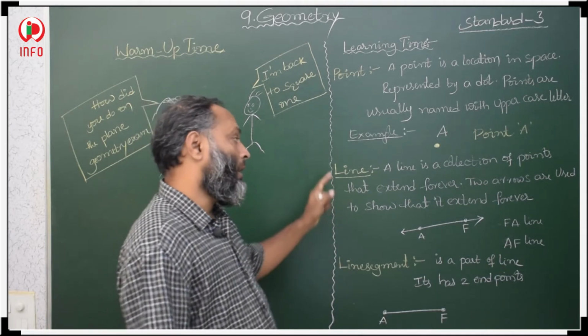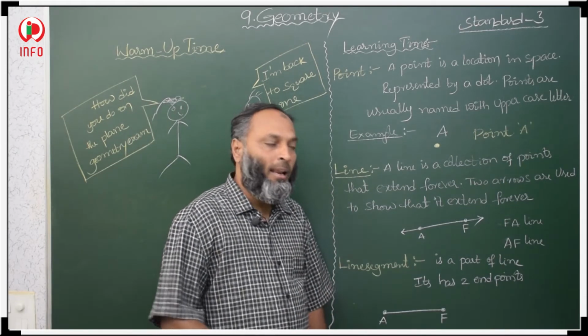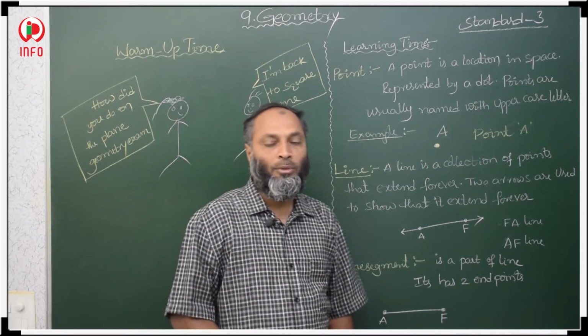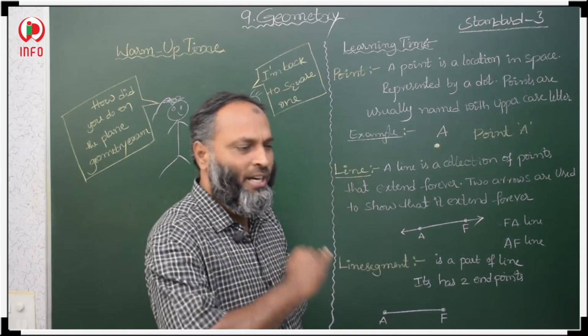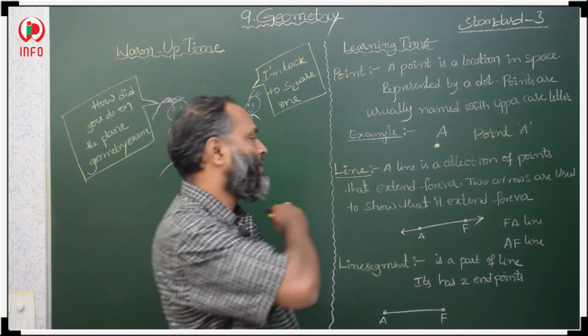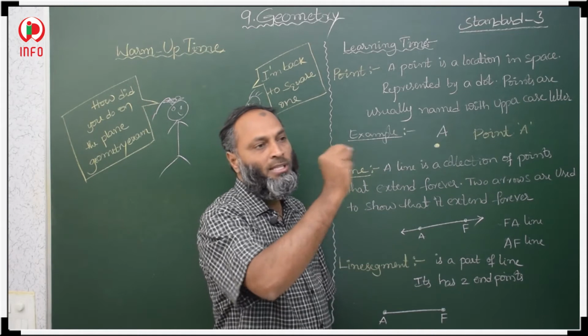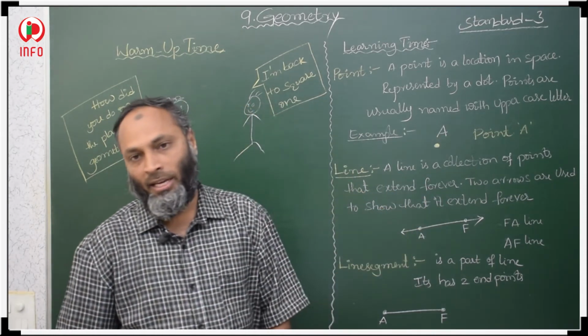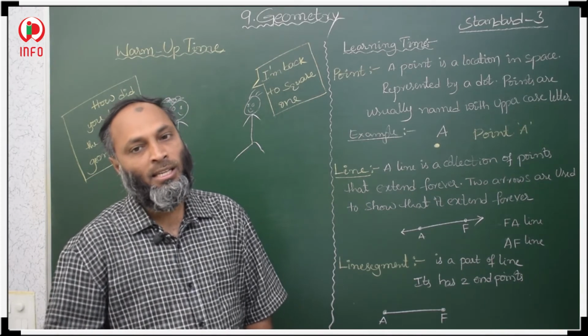After that, the line. What is a line? A line is a collection of points. It is a straight path, not a curved path. If all the points are in a straight arrangement and we join all the points, then we form a line. A line is a straight path.